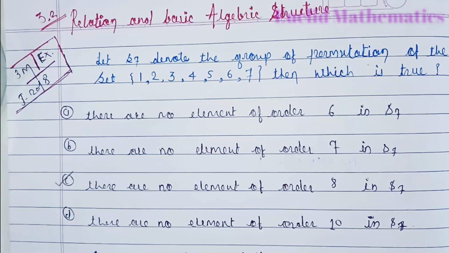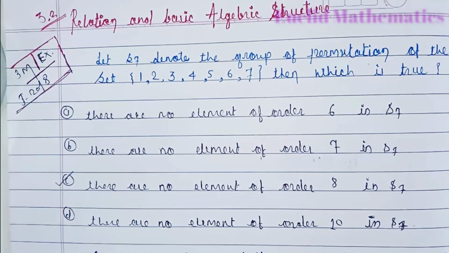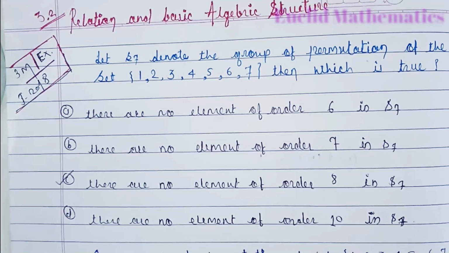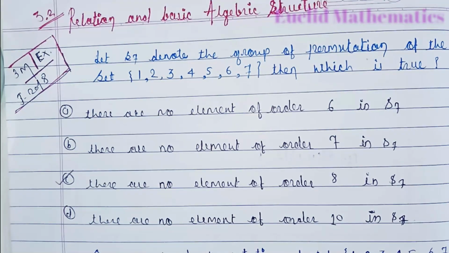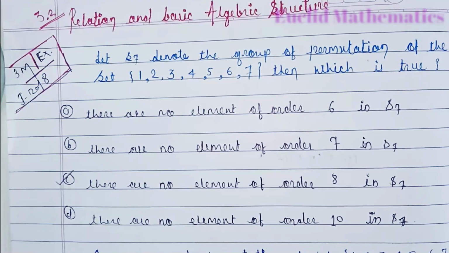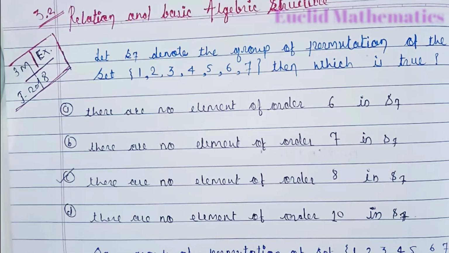For finding the order of any element in S_n, like a permutation group, we have to use one result: we have to take the LCM of the lengths of the different cycles which are contained in our set. For example, if I consider sigma as an element from our group, then sigma belongs to S_n.